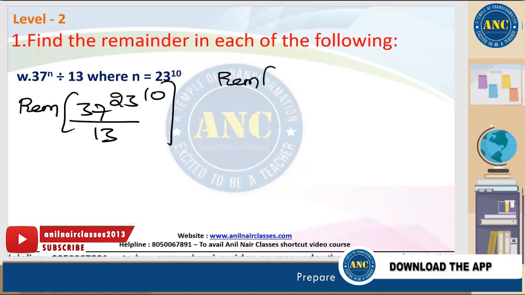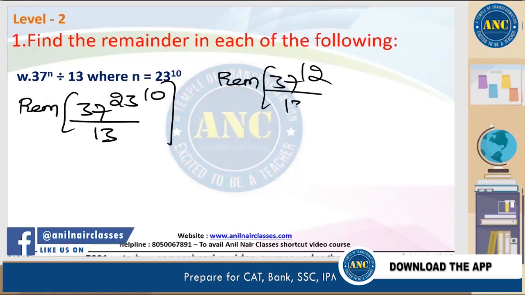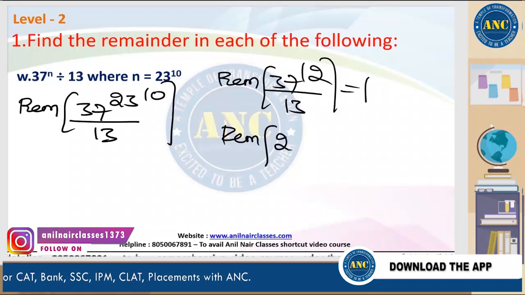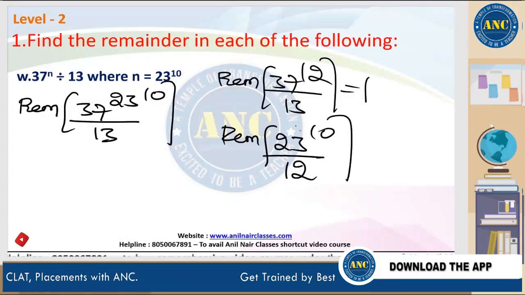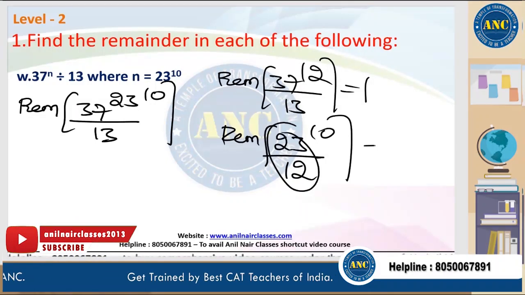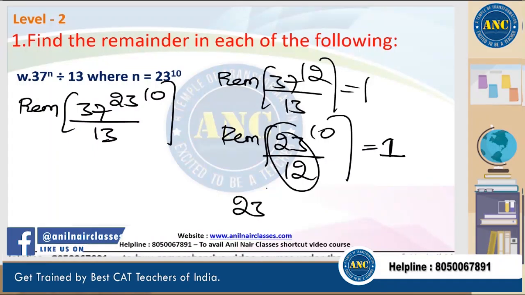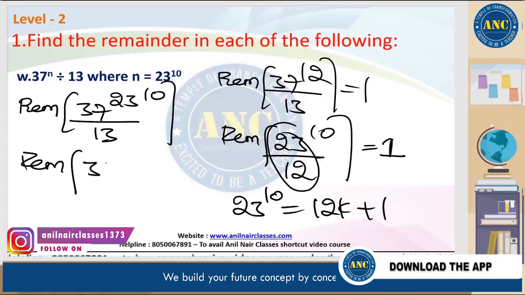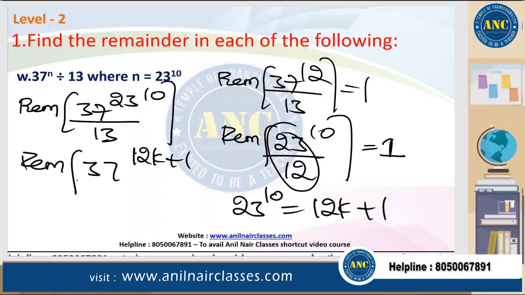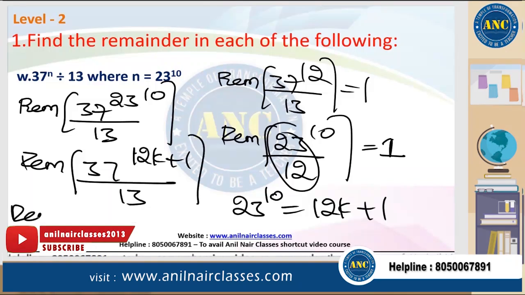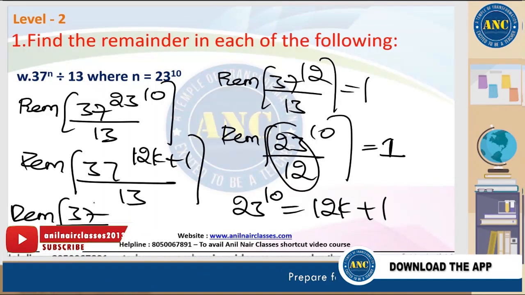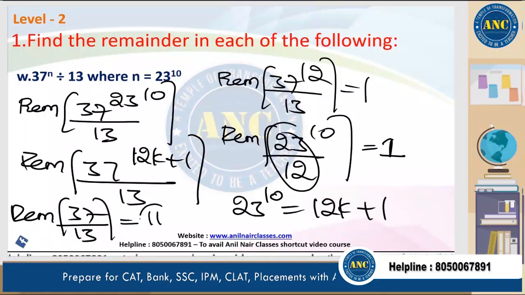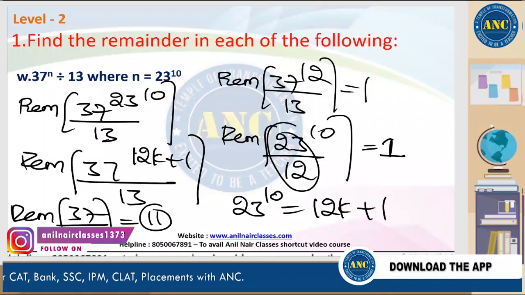If 13 is a prime number, then 37 power 12 divided by 13 leaves remainder 1, according to Fermat's theorem. So 23 power 10 divided by 12: 12 twos are 24, minus 1. Minus 1 power even is plus 1. So 23 power 10 is 12k plus 1. So this becomes 37 power 12k plus 1 divided by 13. The remaining is 37 divided by 13. 13 twos are 26. The answer is 11. I hope it is clear.